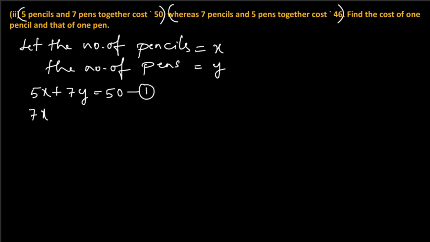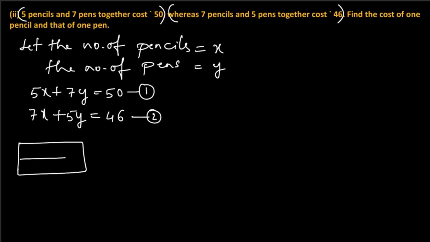7x, second condition, 7 pencils and 5 pens. So 7x plus 5y is equal to 46. So this is our second equation. Now let us draw the tables. For the first equation, one table, and for the second equation, another table. You have to draw two different tables.